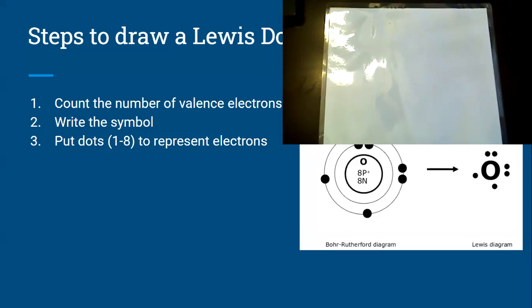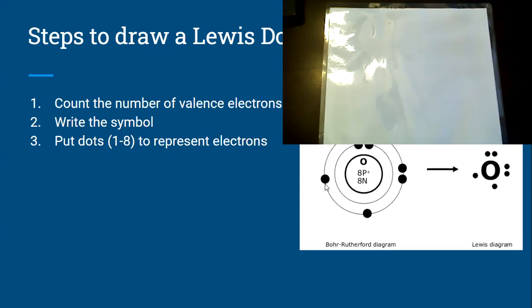To draw a Lewis dot structure, you need to know how many valence electrons an atom has. In this example, the atom is oxygen and the electrons are represented by the black dots. It's important to remember that the valence electrons are only the electrons on the farthest circle from the nucleus. So you only need to count the electrons that are on this outside circle. For example, oxygen has 1, 2, 3, 4, 5, 6 valence electrons.